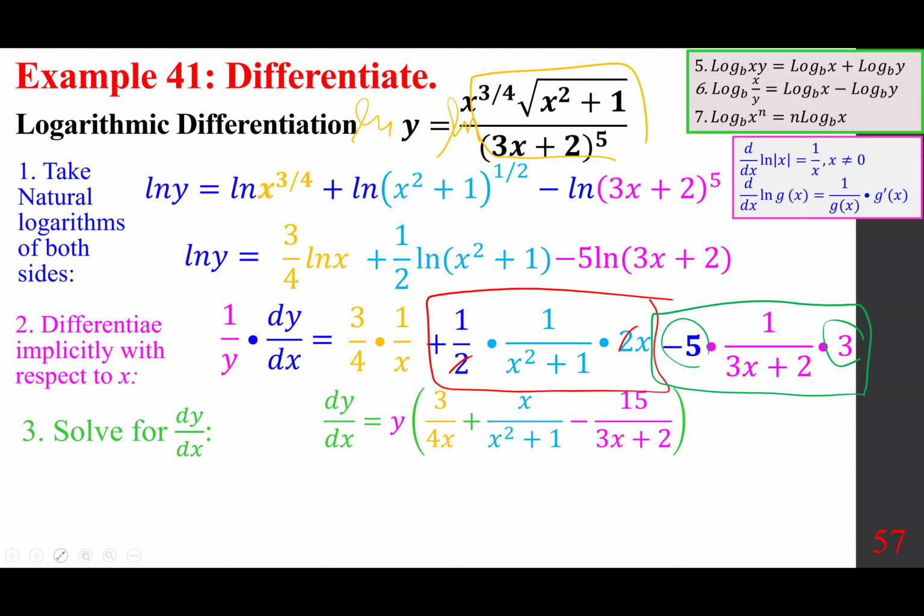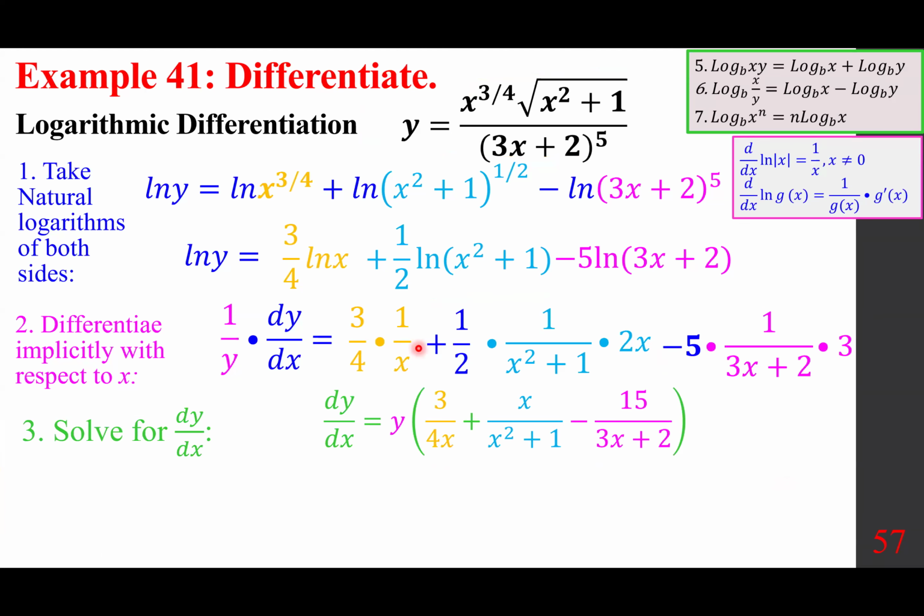So one more time, a quick recap. This one is 3 over 4x. This one is x over x squared plus 1. This one is minus 15 over 3x plus 2. And then this 1 over y goes to the other side, becomes y. Must replace it with the y in the first place.